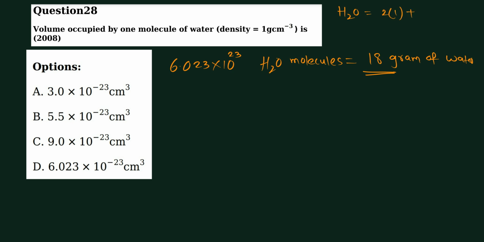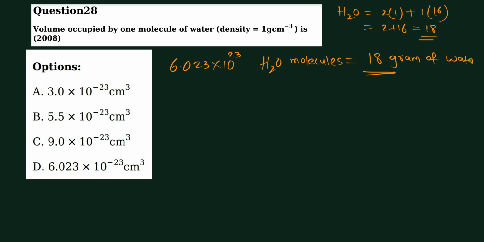2 hydrogens, 1 oxygen. Oxygen weighs 16. So 2 plus 16 is how much? 18. Okay, so 6.023 × 10^23 is the number equal to the molecular weight of water, which gives 18 grams of water. So 18 grams of water consists of how many water molecules? 6.023 × 10^23.